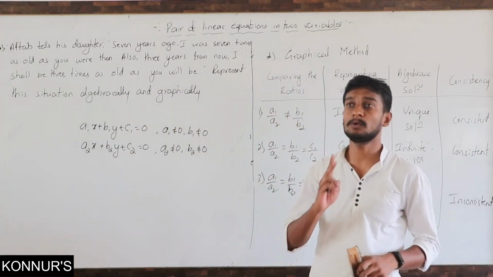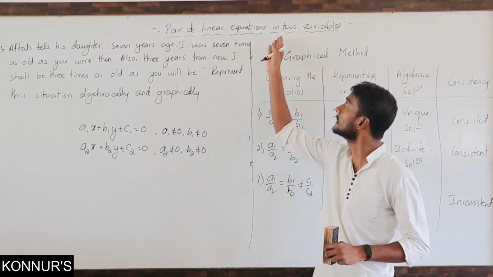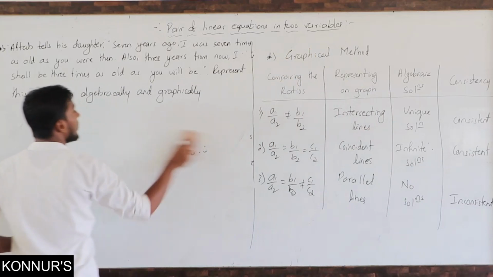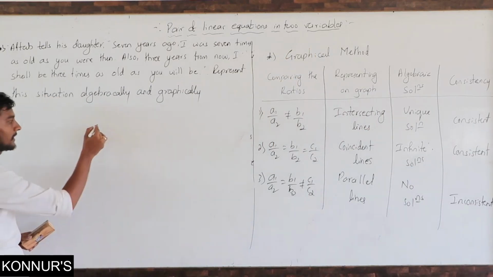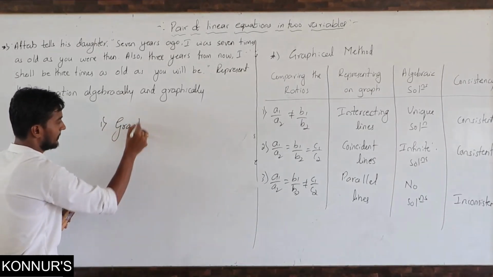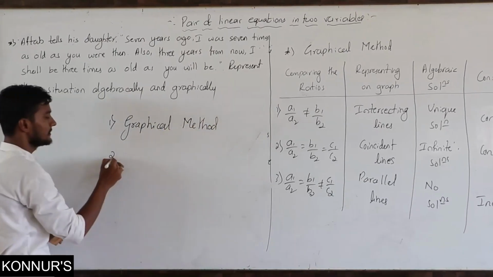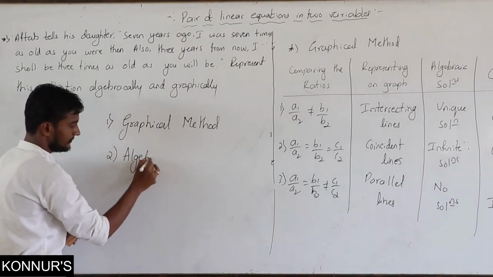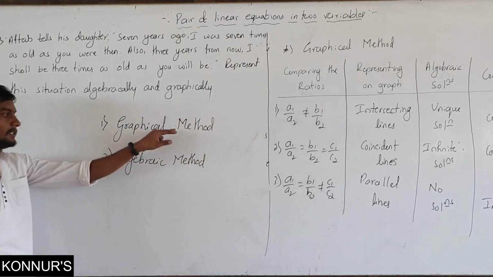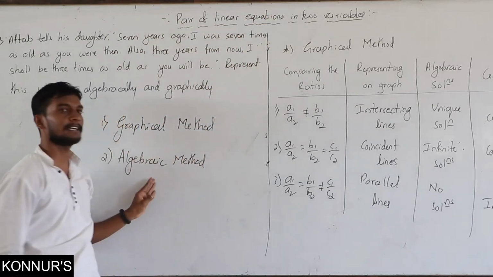There are two methods to find the solutions of the pair of linear equations in two variables. One is the algebraic method, another one is the graphical method. So those are the graphical method and the algebraic method.